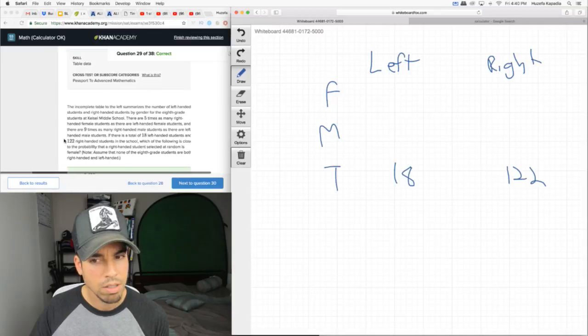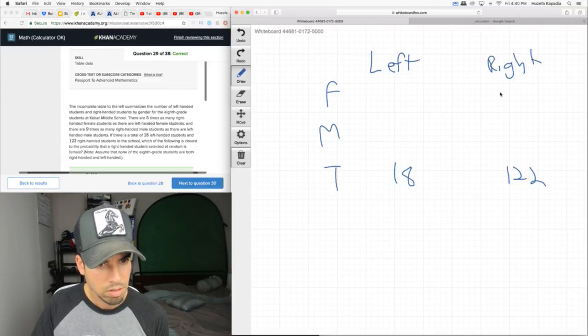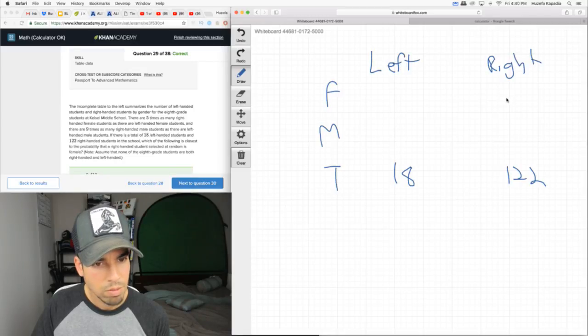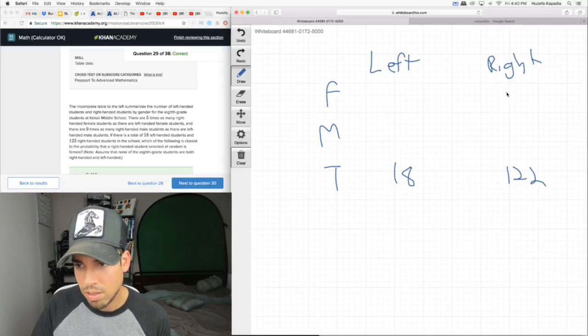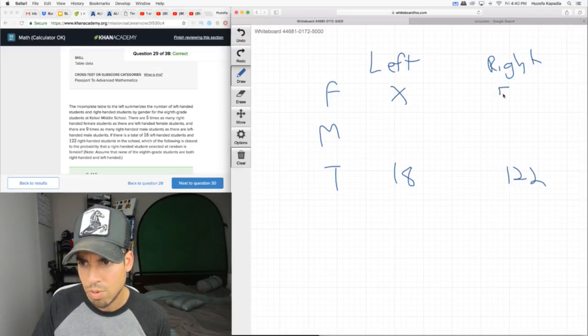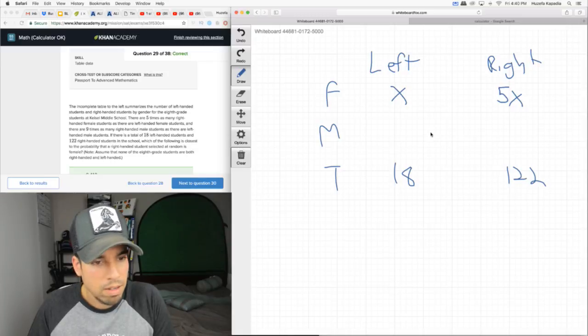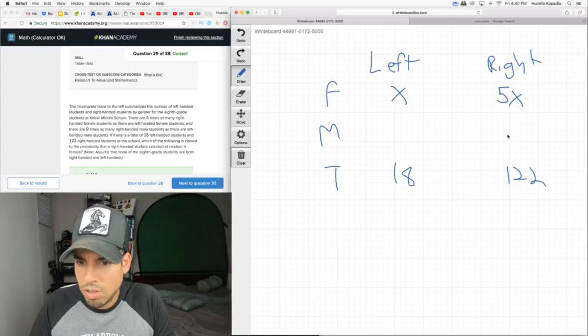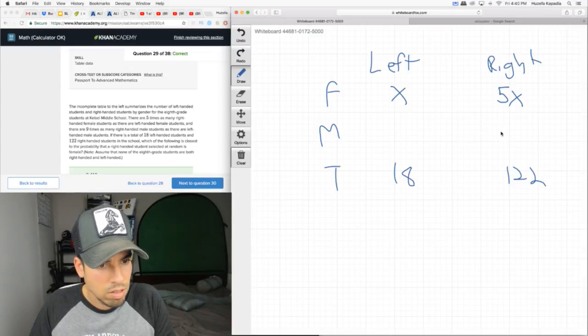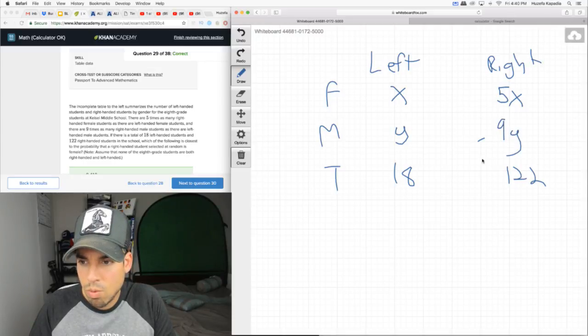okay, so let's figure out the system. We wanted to know right-handed females, 5 times as many right-handed females as there are left-handed females. So left-handed females is X, and right-handed females is 5X. And then there are 9 times as many right-handed male students as left-handed male students, so left-handed male students is Y and right-handed is 9Y.